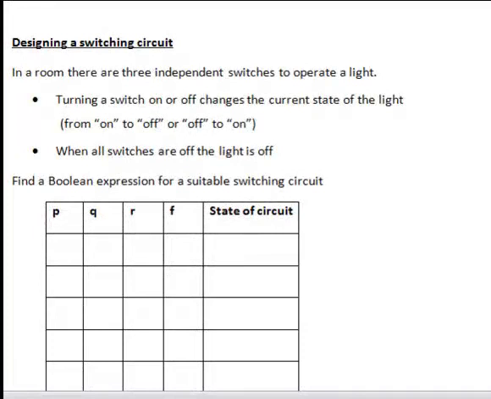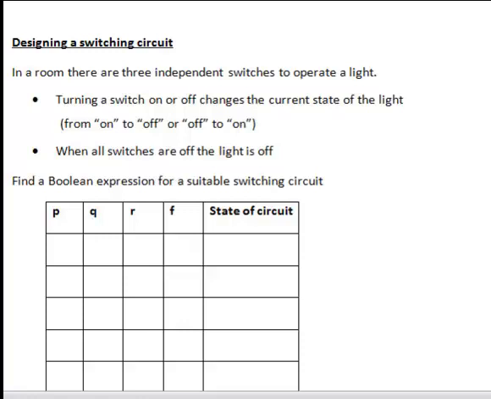In this example, we will look at using a truth table to help us design a switching circuit to satisfy certain conditions. So in the example we're going to look at, in a room there are three independent switches to operate a light, where turning a switch on or off will change the current state of the light from on to off or vice versa. And when all the switches are off, the light is off. So we want to find a Boolean expression for a suitable switching circuit.